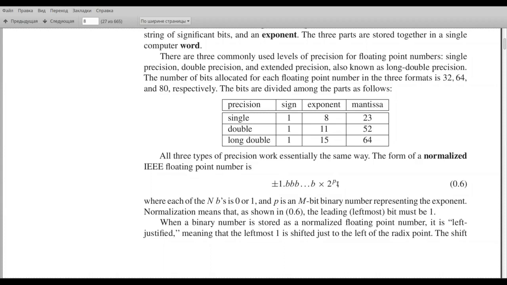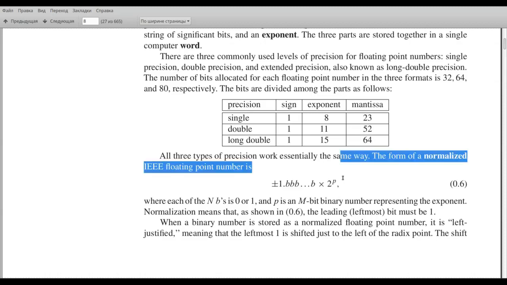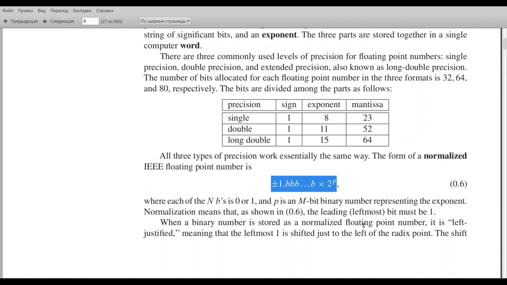This form is called a normalized floating point number. Because we moved the radix, we have multiplication by 2 to some power. Remember that in binary representation, when you multiply by 2, you move your radix to the right. If you divide by 2, you move it to the left. It's the same idea as with base 10: if you divide a decimal number by 10, you move the decimal point to the left by 1 digit, and if you multiply by 10, you move it to the right by 1 digit. So we have this normalized representation of the floating point number.